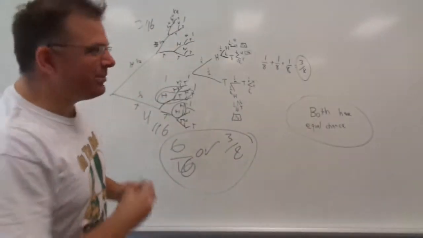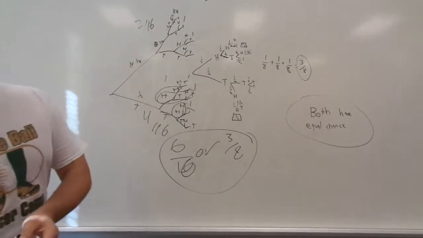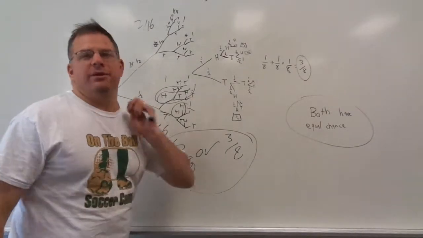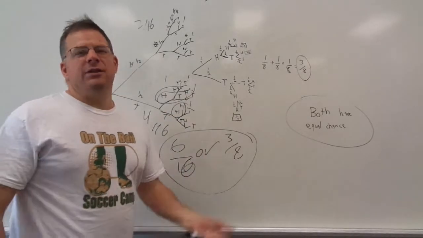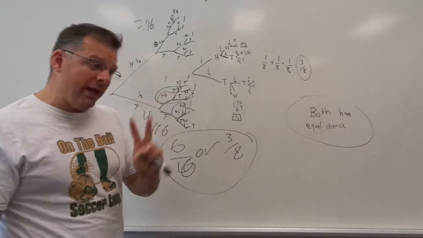Hello and welcome to problem 329. This one is one where they've got one guy that's flipping a coin three times, and the other guy's flipping the coin four times, and they're seeing which way has the higher probability of getting exactly two heads.